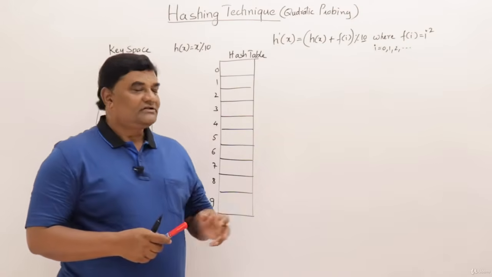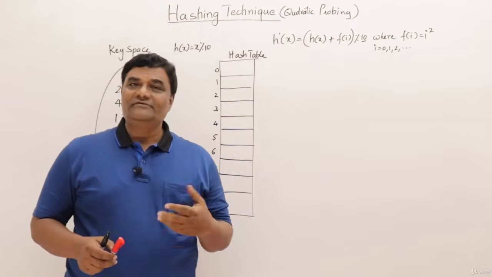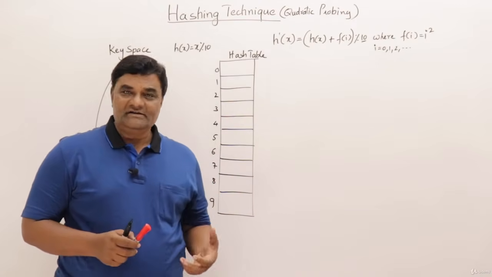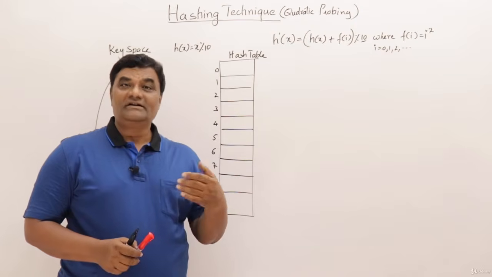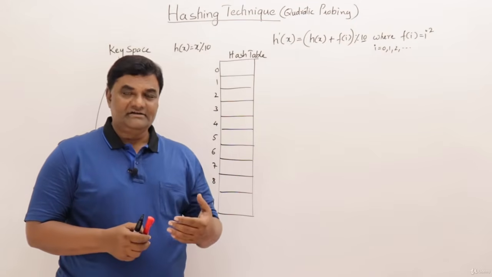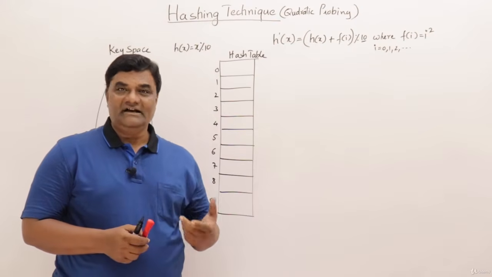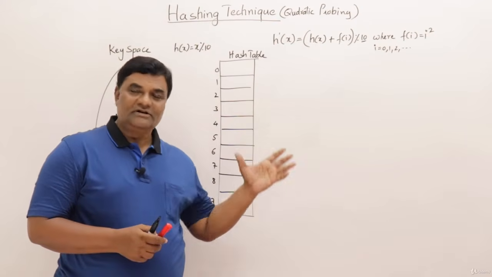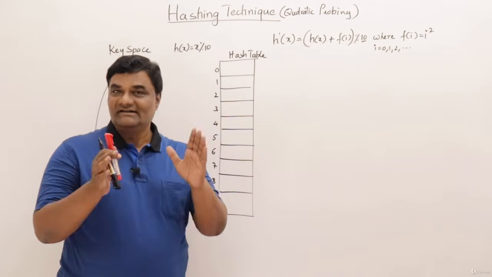Now the topic is quadratic probing. This is one of the collision resolution techniques and it comes under open addressing. So if there is a collision, we try to store an element at some free space in a hash table, and whatever space is given for the hash table, we try to utilize that same space.